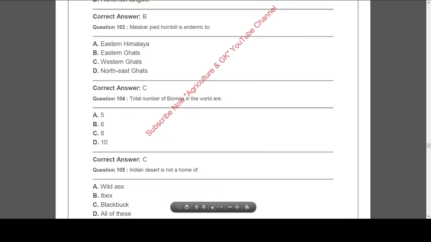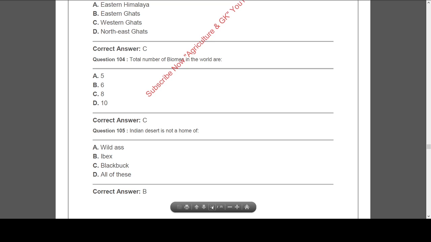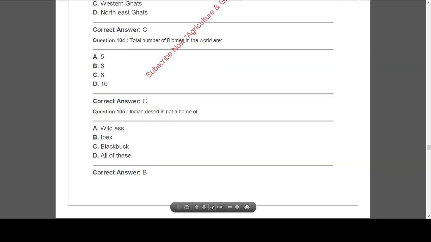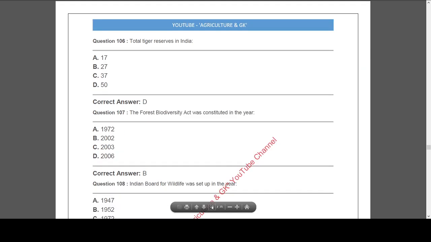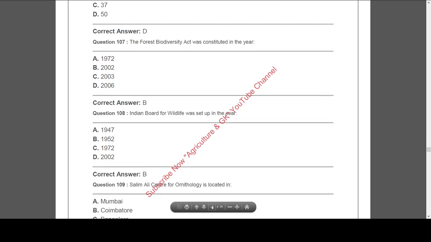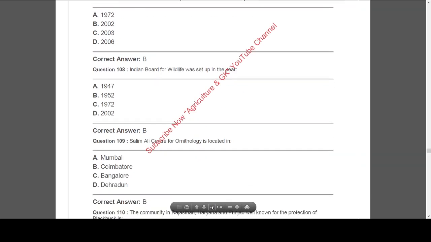Total number of biomes in the world are option C, 8. Indian desert is not a home for option B, ibex. Total tiger reserves in India, it is option D, 50 tiger reserves in our India. The Forest Biodiversity Act was constituted in the year 2002. Indian Board for Wildlife was set up in the year 1952.